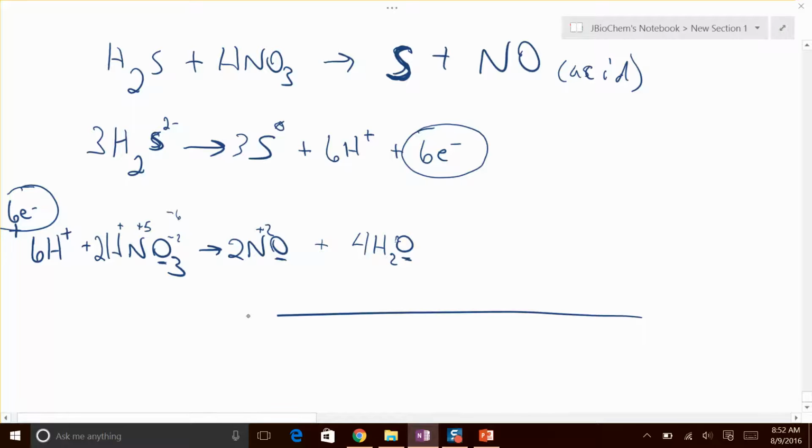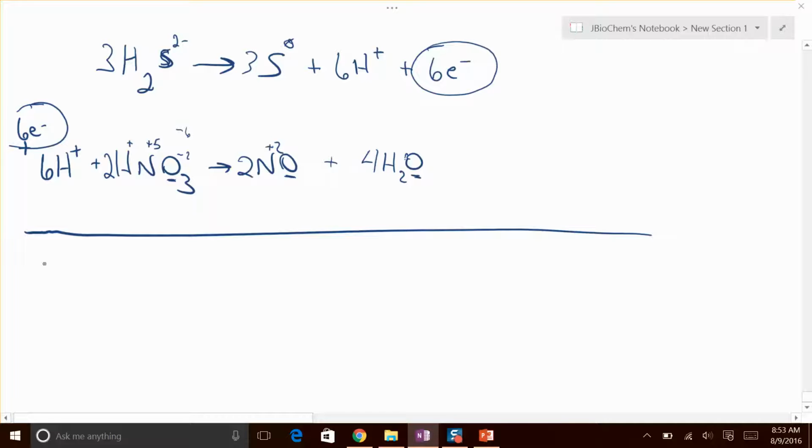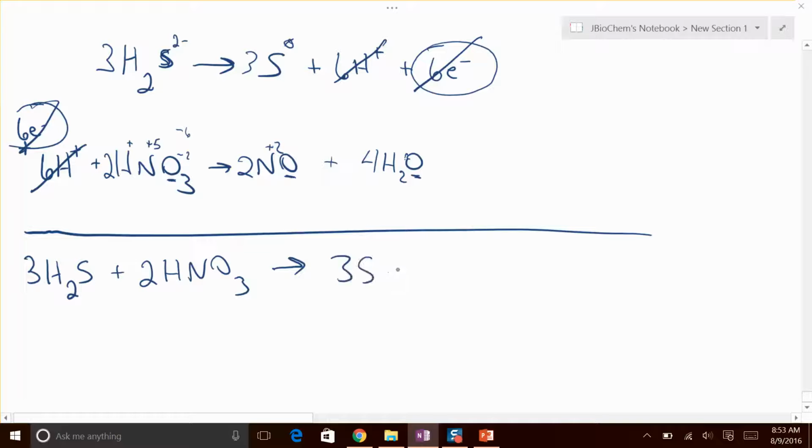Okay, now I'm going to combine those into my final equation. I'm going to get 3 H2S, because the electrons are going to cancel, so they're not going to be in the final equation. Plus 6 H plus. The hydrogens cancel, 6 and 6. So we have 3 H2S's plus 2 HNO3 produces 3 S plus 2 NO.